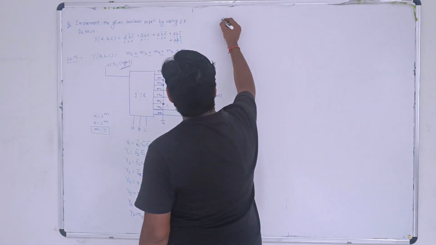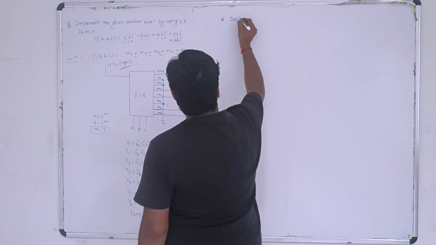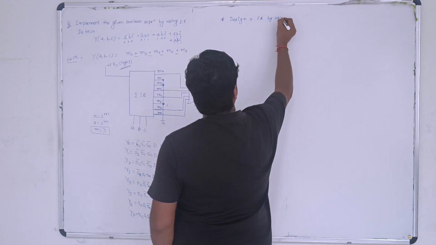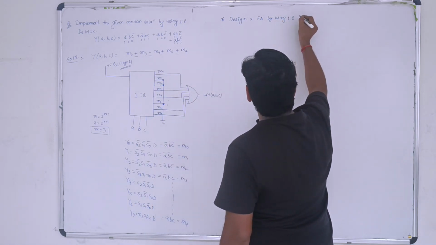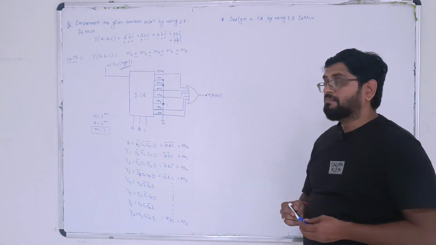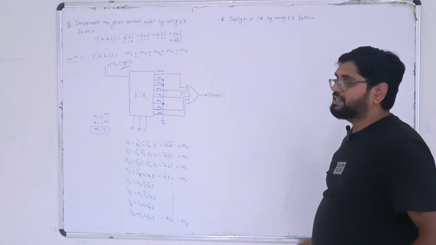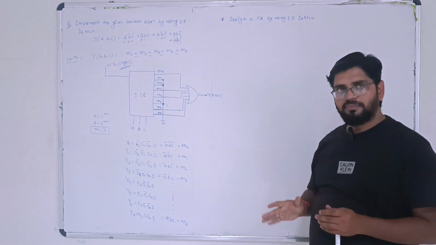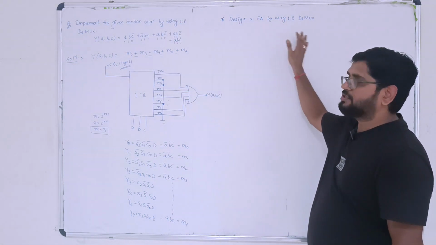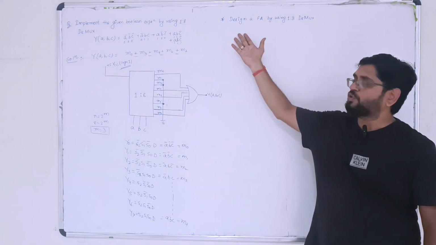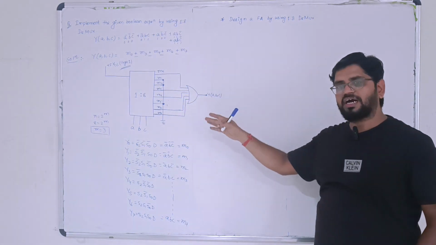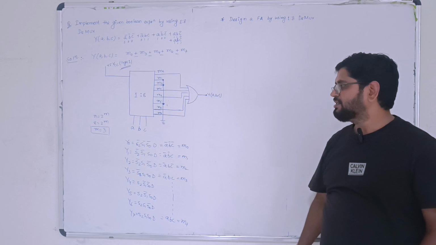Now, a question for all of you: design a full adder by using a 1:8 DMUX. I want all of you to try to solve this question by yourself. If you have any doubt, you can comment in the comment box and ask for the answer. Depending on the comments, I'll give you the answer. But I want you to solve it and come up with your answers in the comment box, that you have done it, and how you have done it, with the explanation.